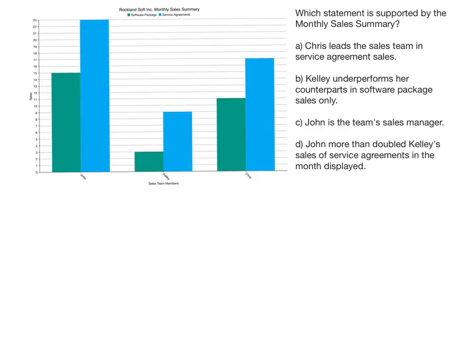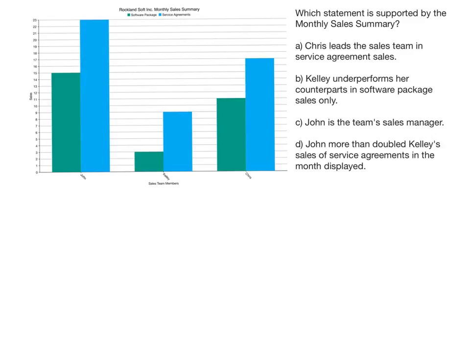Then C, John is the team's sales manager. Well, we know that John is the leader, but that doesn't necessarily mean that he's the sales manager. That might be one that can trick us when we're not thinking critically or working through this well. And remember, the question is, which statement is supported by the monthly sales summary? That might be an implication, but it's not supported. The facts aren't there.